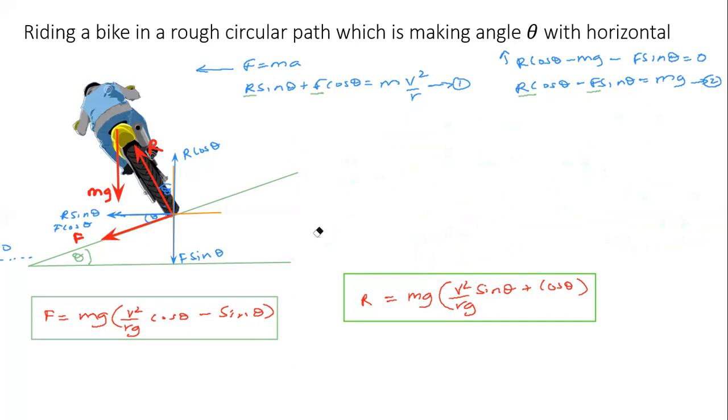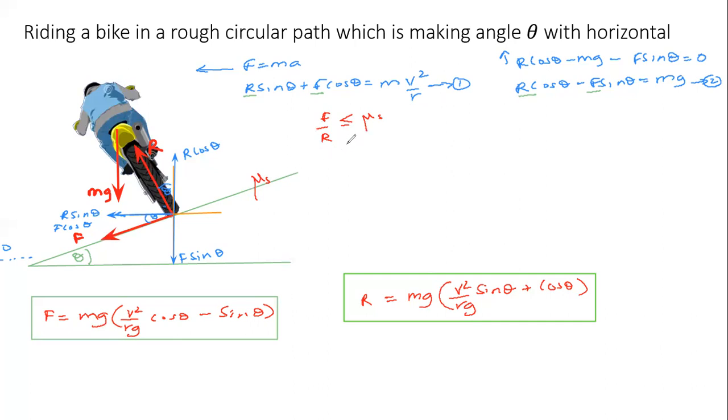Okay, so now we have F and r. Now what I'm going to do, similarly as we did earlier, is take this relation F over r, because we know F over r is always less than or equal to mu s, where mu s is the static friction coefficient of this road.